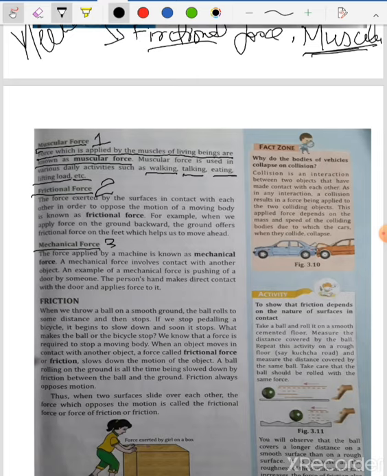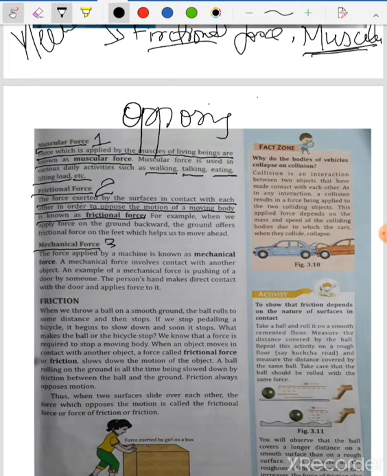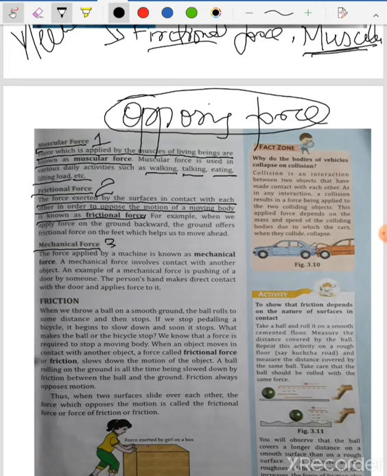The next one is frictional force. The force exerted by the surfaces in contact with each other in order to oppose the motion of a moving body is known as frictional force. Or you can also define this frictional force in a very simple way. If the question comes, what is frictional force, you can write opposing force. Opposing force is called frictional force. Now what does it oppose? It opposes motion. So the force which opposes motion is called frictional force. That would be another definition for frictional force.